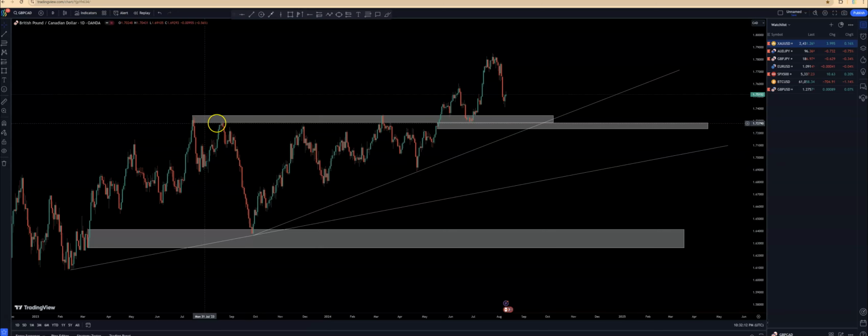You can look at it as a broken resistance turned support. You can also look at it as an ascending triangle. I'm very big on chart patterns. I'm very big on candlesticks. I'm very big on everything price action, right? So I can literally just look at the chart and see all of the shapes and forms and spot out all the right patterns to confirm my entry, right?